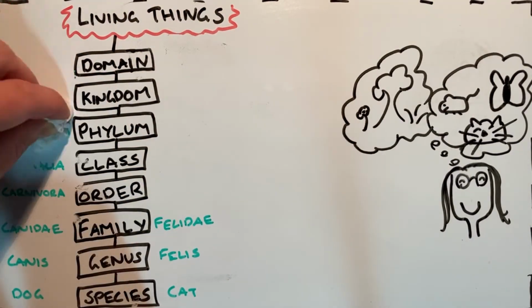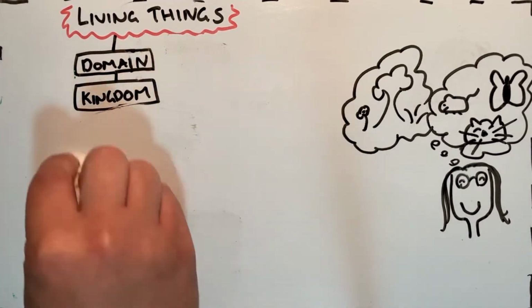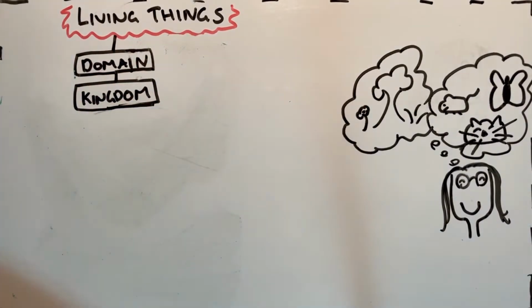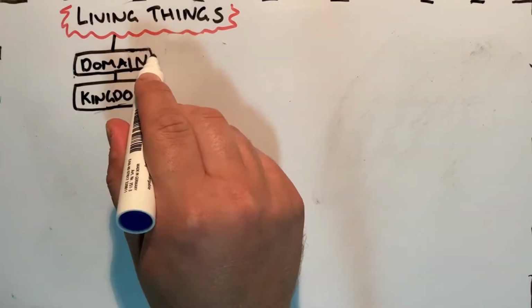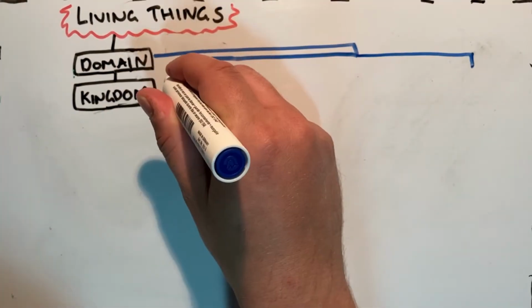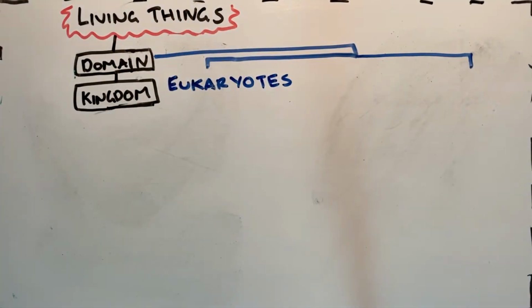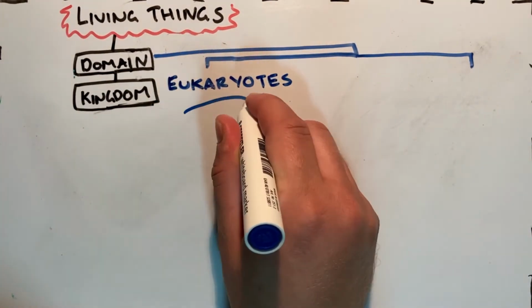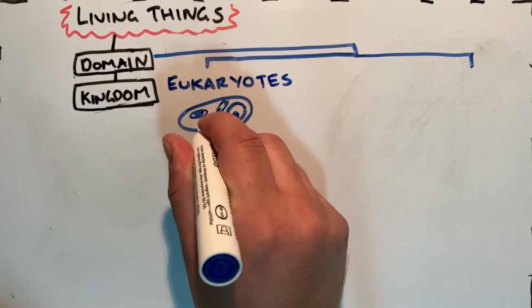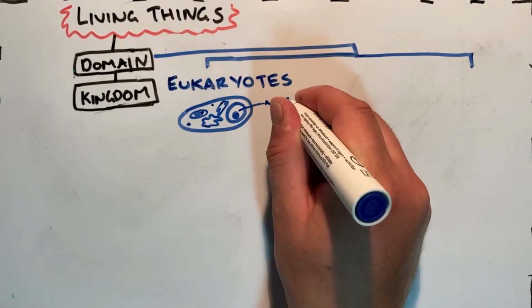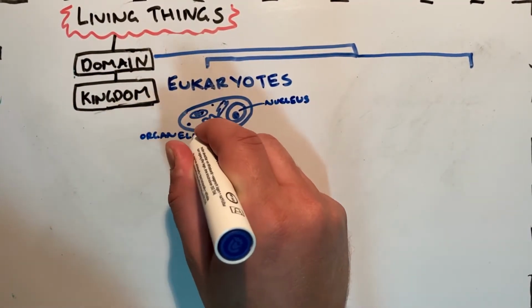So today we're going to go right up to the top of the tree. We're going to look at domains and kingdoms. So to start, there are two domains. The eukaryotes, and they have the typical cells that you've probably studied before. So there's a nucleus inside the cell that holds all the DNA information, and there's little specific organelles, such as the mitochondria, that do specific functions.